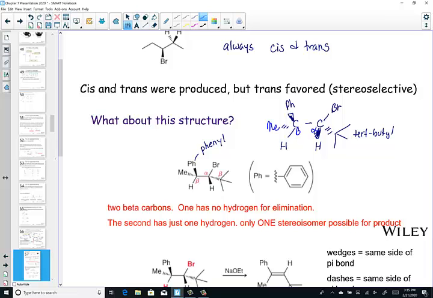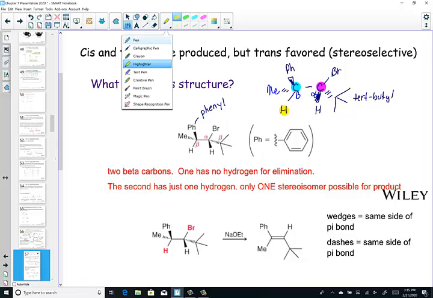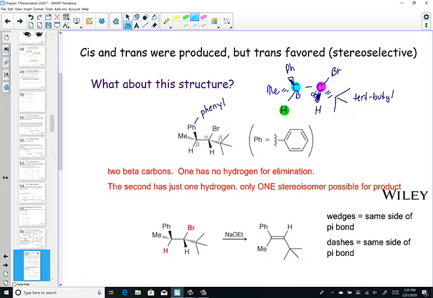Okay, what we're looking at in terms of beta positions. Here is my alpha carbon. The alpha carbon is attached to the leaving group. I'm interested in finding the beta carbons that contain hydrogen. Let's color code those blue. Here's a beta carbon. Here's a beta carbon. Those are both carbons 1 position away from the alpha. What's interesting now is this beta has no hydrogens. So no possible elimination will occur.